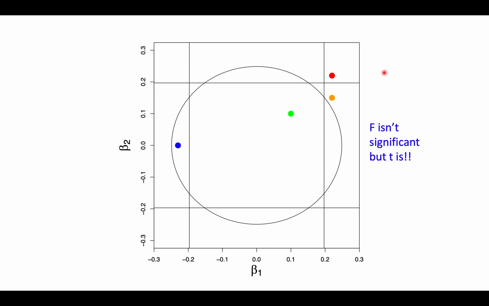But over here, and in similar regions that look like this, the f isn't significant, but the t-test is. So here we can see we're on the inside of the circle, so our f-test would not be significant. But if we were to look at our t statistic for beta 1, it would be statistically significant. And then in this little tiny kind of triangular region here, you can see the f is significant, but the t's are not.